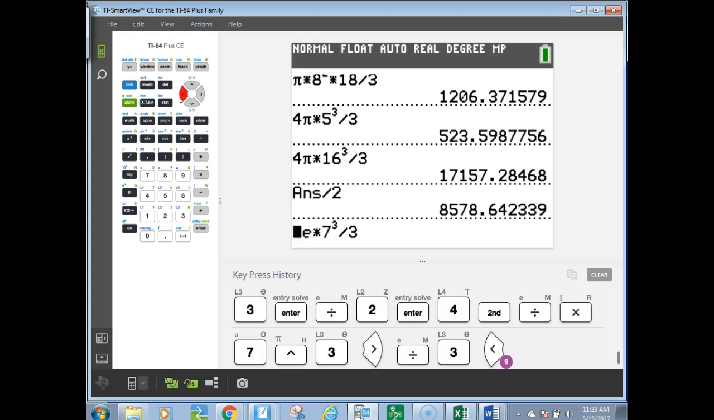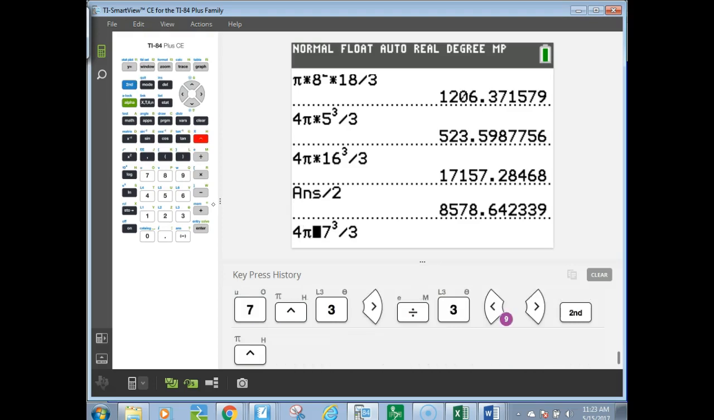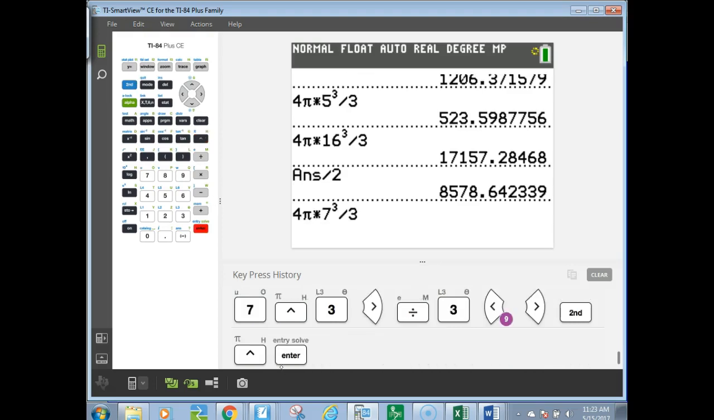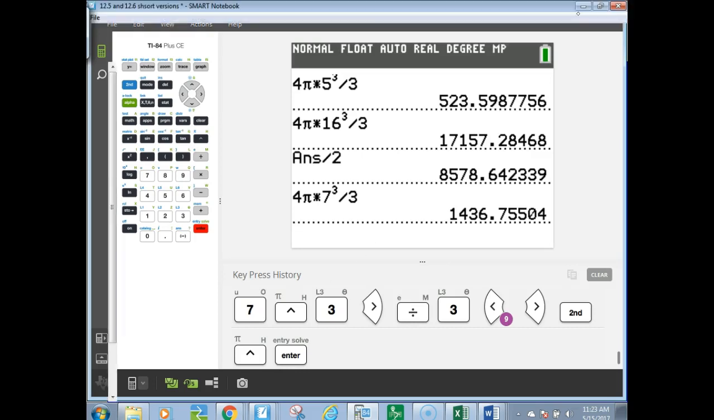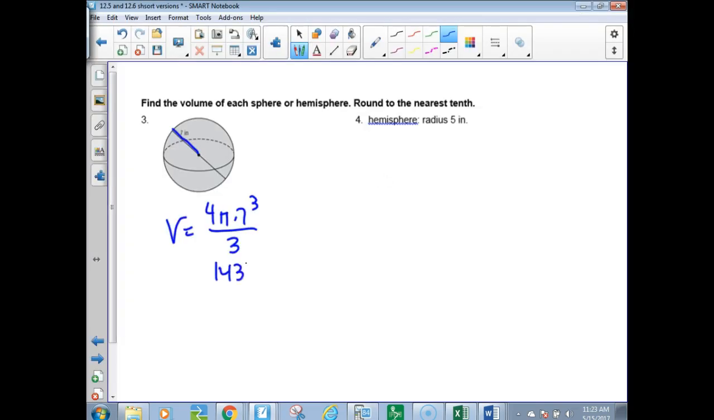It's very small on my screen. I'll just change it to a pi. Okay, 1436.8. Okay, cubic inches.